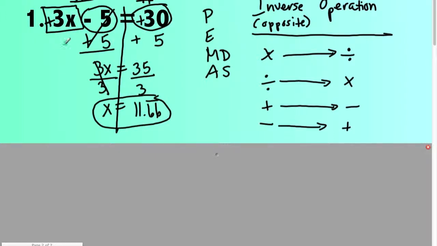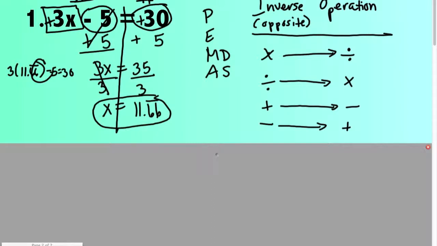And if you were to go and try to put it back into the problem, you have 3 times x. So let's just write this over here. 3 times x, which is 11.66 repeating, minus 5 should equal 30. And if you put that in your calculator, 3 times 11.66 repeating is 34.99, and when you subtract 5, you get 29.99 repeating, and because this is repeating 6's, it is ending up to be 30. So we are correct.